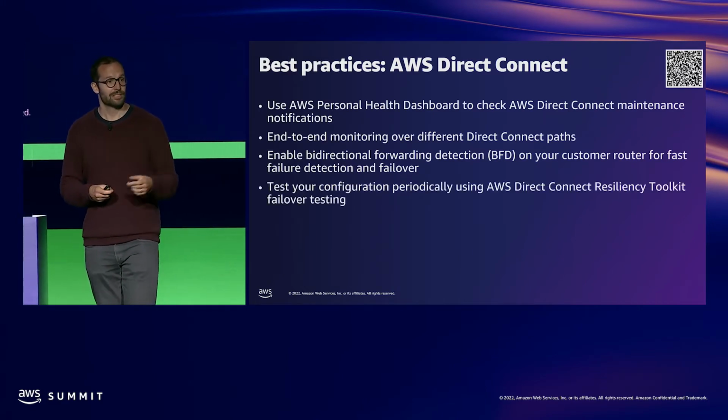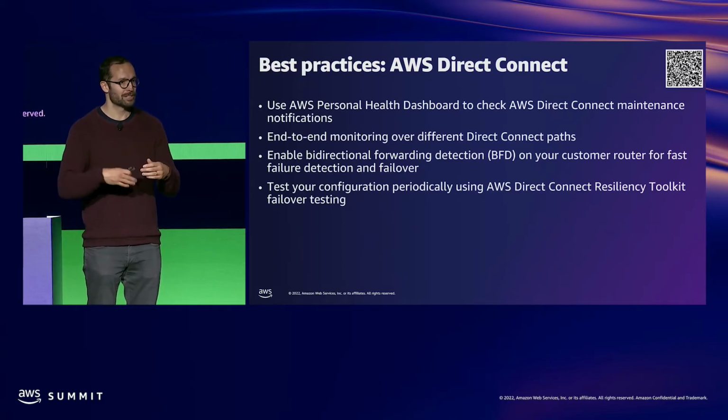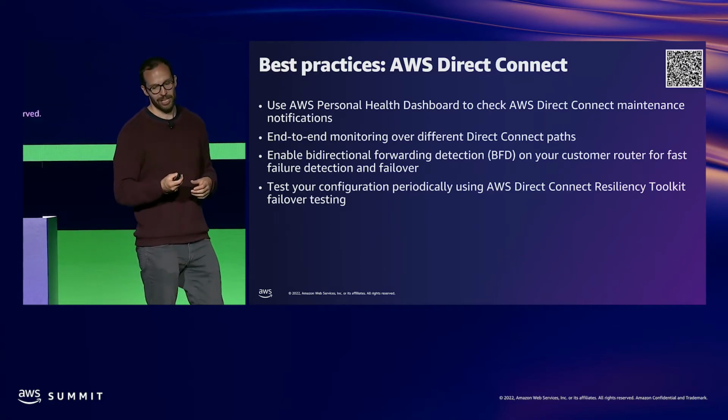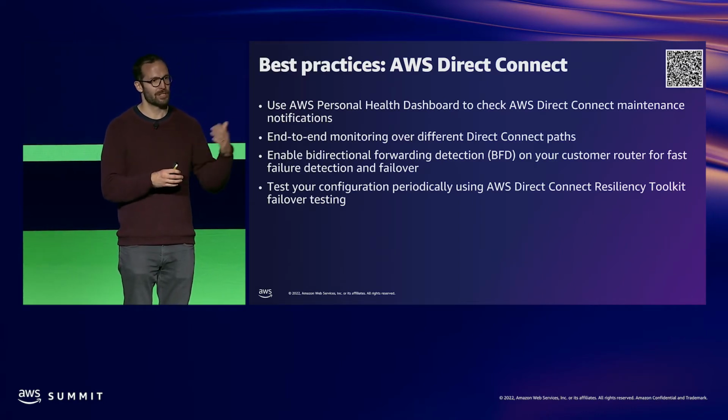Make sure you test your configuration periodically. You can do it from your end by shutting down interfaces. Make sure you schedule a maintenance window before you do that. But you can also set up a test through the resiliency toolkit. So Direct Connect has a feature now where you can go in and say, I want to disable a particular virtual interface or a connection just to see what's going to happen.